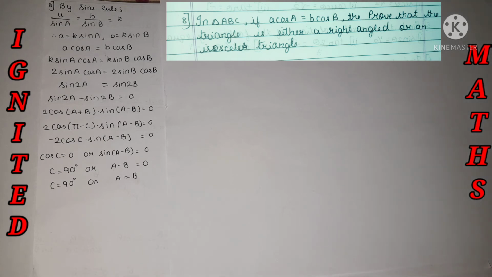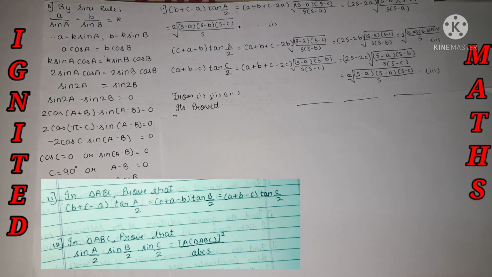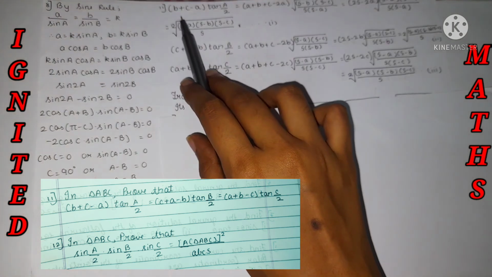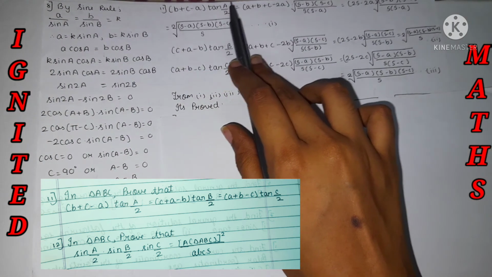We have proved it. Now to the 11th main question. Over here in triangle ABC, we need to prove the second equation. So I'll make a note: b plus c minus a tan A by 2. Put the formula and we'll get the answer accordingly. Secondly, we'll prove it and get the answer accordingly. Third also we'll get the answer, and combined, we will get the same answer.